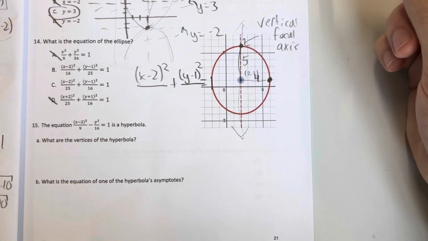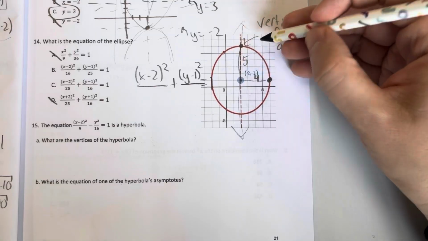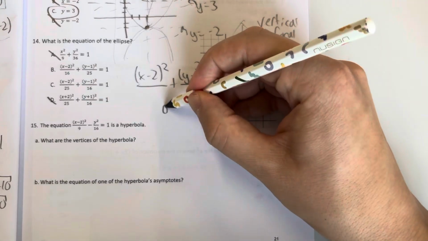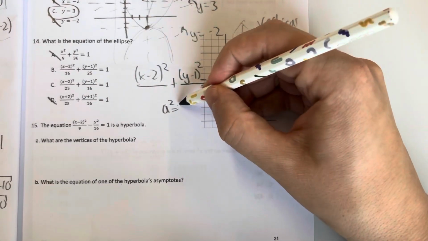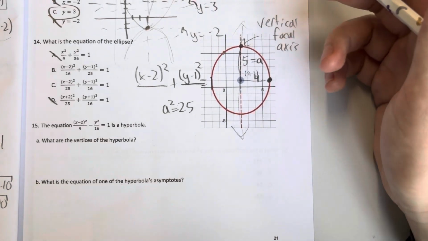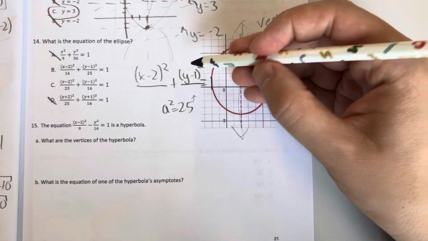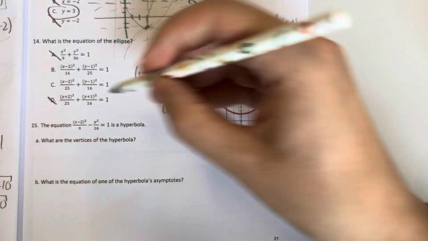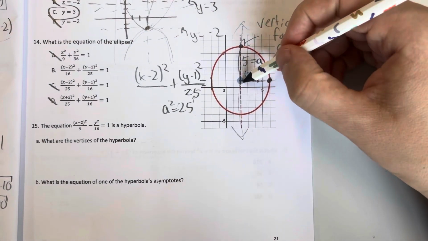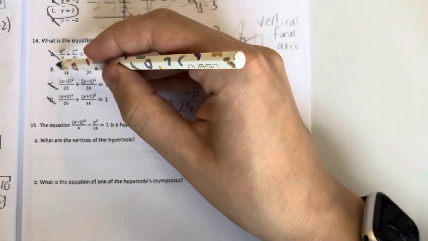But the most important thing is that a is 5, and therefore a squared is 25. And since it's a vertical focal axis, the bigger denominator, a squared, has to go under y. And there you go. And so b squared is 16 instead.